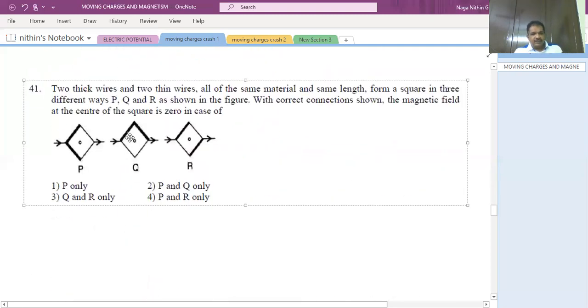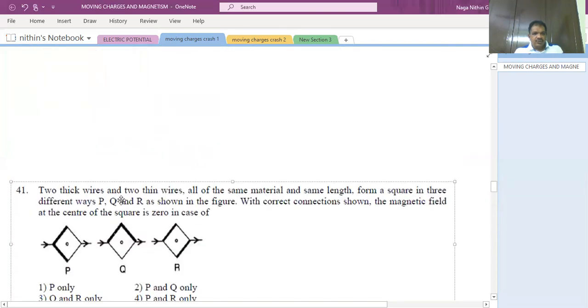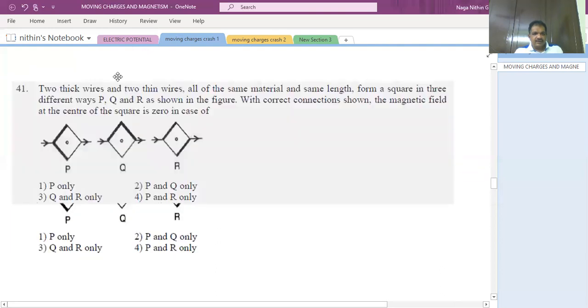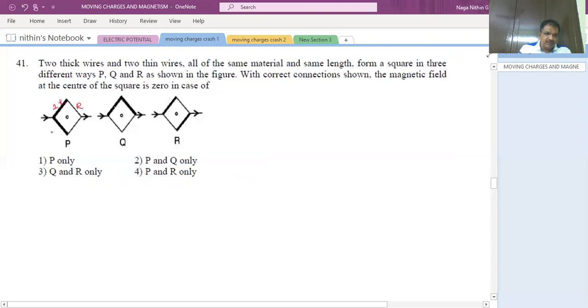Okay, next. 41C, what they are asking. Two thick wires and two thin wires are there. Now see, for the thin wire resistance I am assuming R, and for the thick wire, 2R. This is 2R, this is R; 2R, 2R, R, R; this will be R, 2R. So what will happen? You observe the diagram P. In the above half part, effective resistance will be 3R. In the below half part, effective resistance will be 3R. Above 3R, below 3R means current will be equally divided.